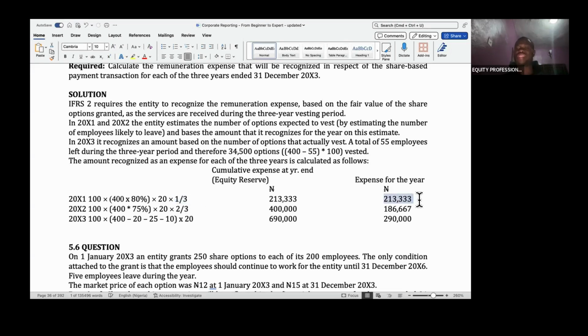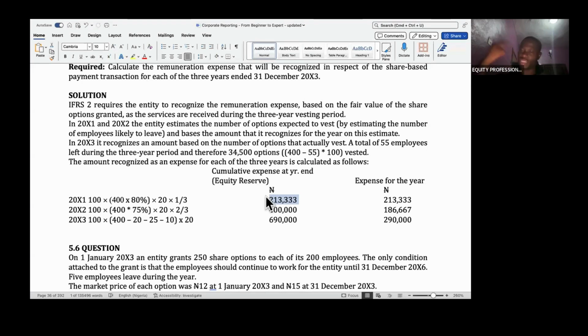Now, you see, this one that goes to expense, you would take it to P&L. But this one that is going to reserve will be in the statement of financial position as reserve. And what goes to the statement of financial position will be carried forward to next year. Items like assets, liabilities, and equity are carried forward. So this equity becomes an opening balance next year. So this 213,333 gets carried forward, while this one that goes to expense is the expense for the year to P&L. It ends there.